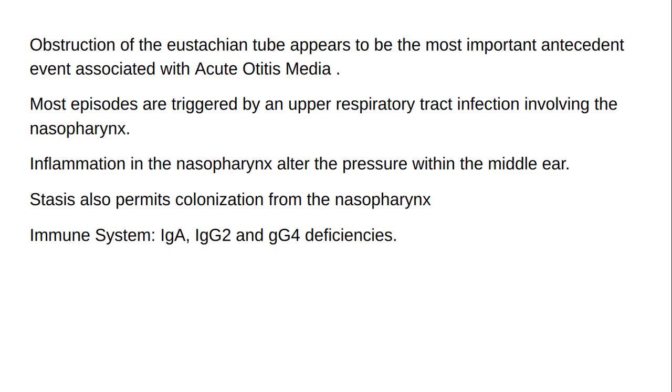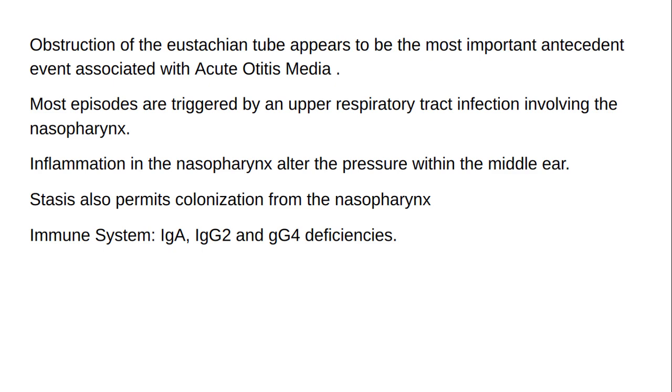Obstruction of the eustachian tube appears to be the most important preceding event associated with acute otitis media. Most episodes are triggered by an upper respiratory tract infection involving the nasopharynx. Also, allergic and other inflammatory conditions involving the eustachian tube may create a similar outcome. Inflammation in the nasopharynx alters the pressure within the middle ear. Stasis also permits pathogenic bacteria to colonize the normally sterile middle ear space through direct extension from the nasopharynx by reflex, aspiration, or active insufflation. These processes lead to otitis media.